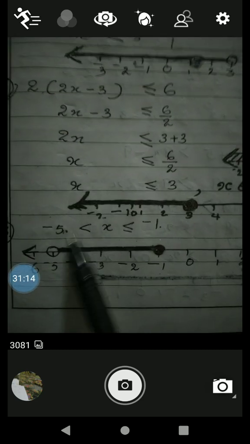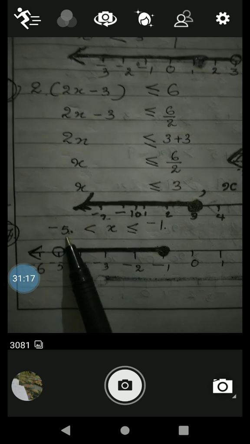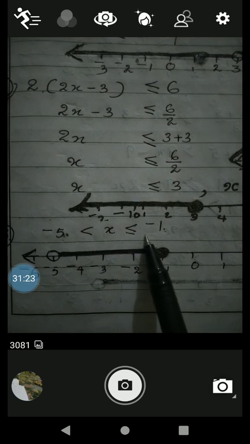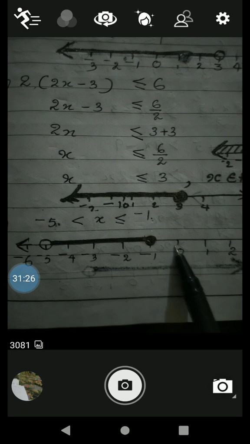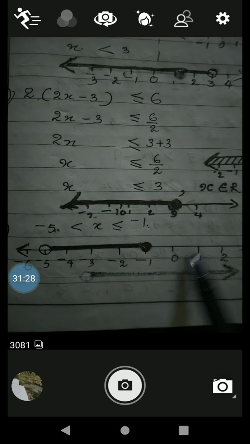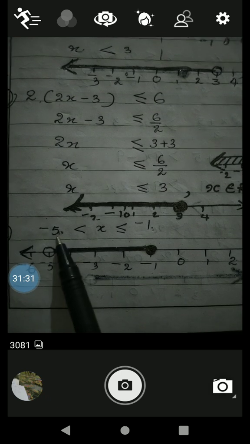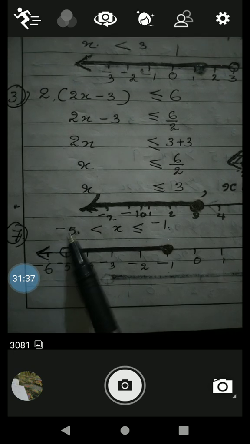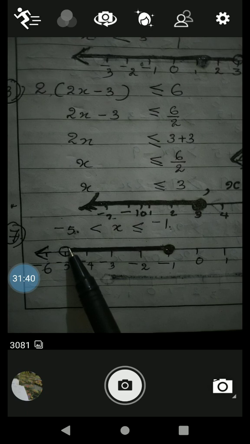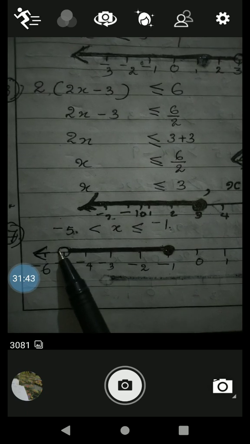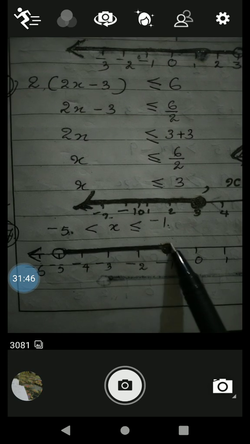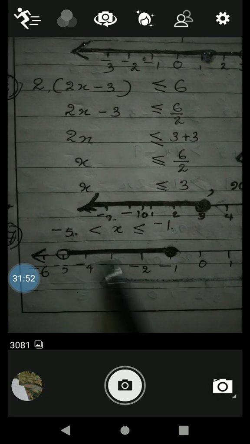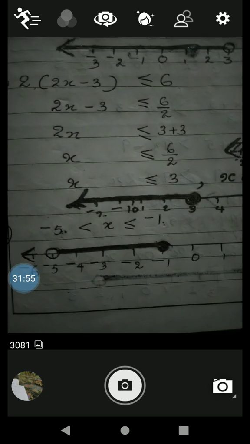One more. Suppose the solution is, question number 7, minus 5 less than x less than or equal to minus 1. How can we represent it? Draw a number line as usual, 0, 1, 2, this much is enough. And on the left side, anyway we want to get up to minus 5, therefore one more number should be there. Minus 5 is not included, so draw a circle here, not darkened. But minus 1 is included, so encircle it and darken this circle and this part also. This way we can represent.